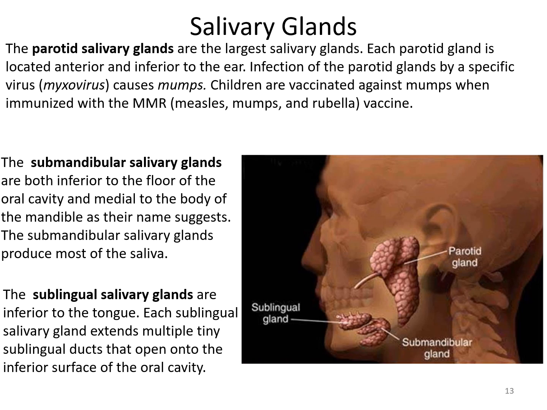Submandibular glands here. Both inferior to the floor of the oral cavity and medial to the body of the mandible, so submandibular, that's kind of where their name comes from. The submandibular salivary glands produce the majority of the saliva. I would probably remember that.